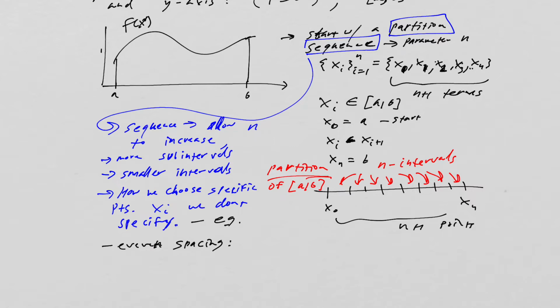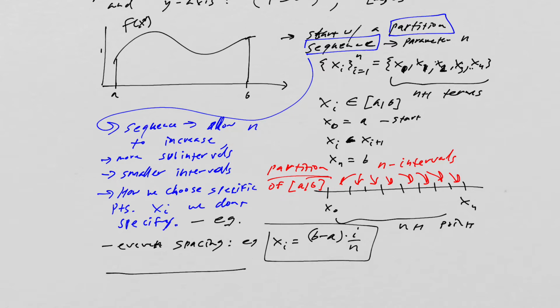An even spacing. I'll give an example: xi could be equal to the whole length of the interval, multiplied by i over n. So that gives us a nice even spacing. However long my interval is, from A all the way to B, I'm going to have nice even spacing, a nice grid, if you will, all the way through.